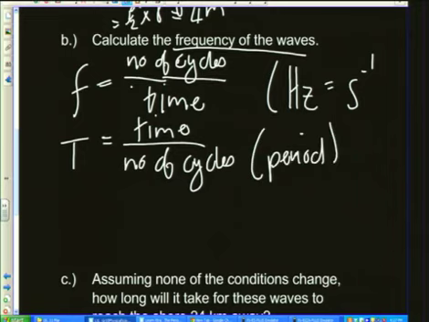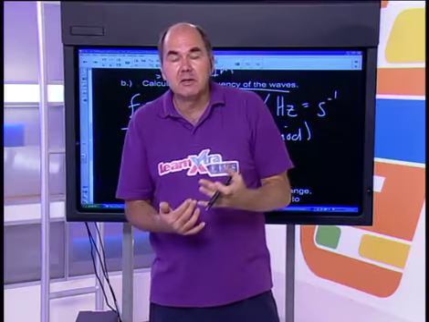Now, very important, what can you see about these two equations? Hopefully you can see that on this one, cycles is on the numerator, and on this one, cycles is on the denominator. Time over here is the denominator and time over there is on the numerator. They're flipped. They're reciprocals of each other.